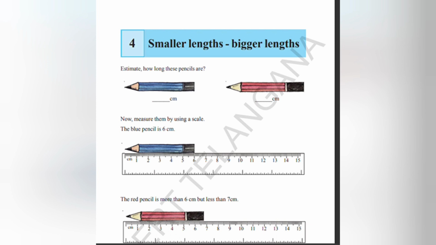Today in class we are going to learn the fourth chapter, that is smaller length and bigger length. Estimate how long these pencils are. First we have a blue pencil and a red pencil. In the blue pencil, how many centimeters is given here? It is 6 centimeters. In the scale it is shown. See here, it is 6 centimeters.